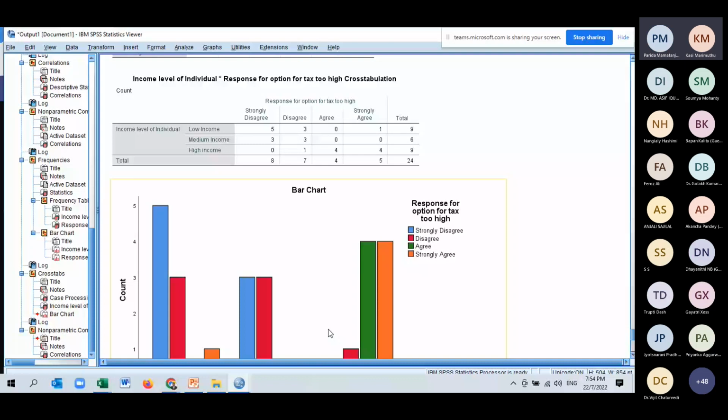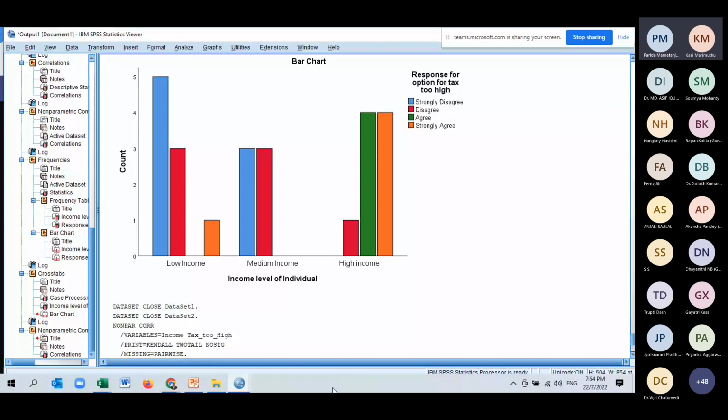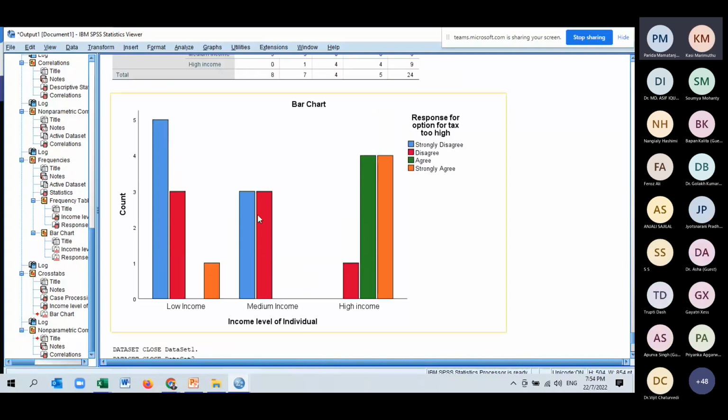Sir, in this graph, the orange color, that is the strongly agree group, in between the low income and middle income. That will be of which group? It's maybe a silly question. Say again, I didn't get your point, ma'am. Your voice is a little audible with fan sound. Sir, this strongly agree group in between low income and medium income. I didn't understand your question fully.